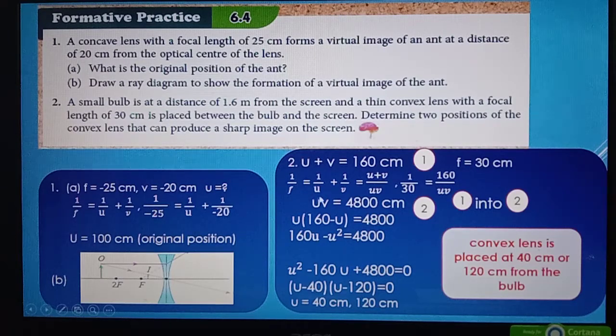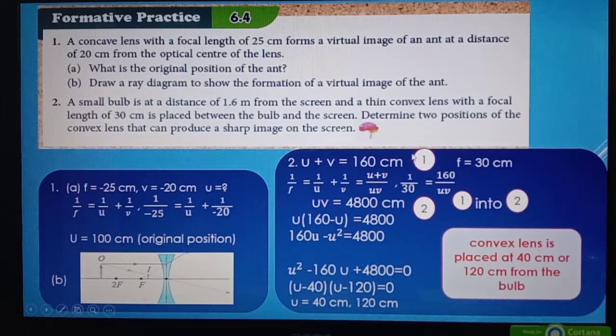So we apply the lens equation, and we can just rearrange. So we get 1 over f equals u plus v divided by uv. Substitute the value of f, 30, and u plus v is 160. And then make uv the subject, so you get uv equals 4,800 centimeter squared. So now you have two equations. The first one is u plus v equals 160. The second equation, uv equals 4,800. I mark these as equation 1 and equation 2.